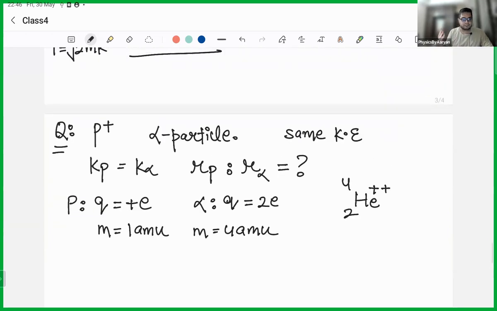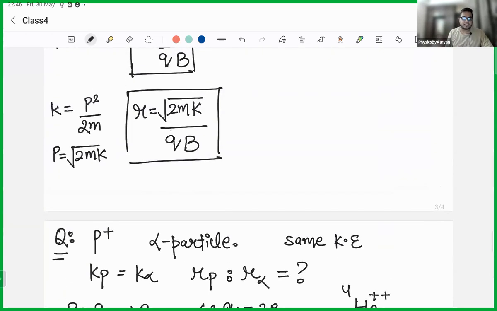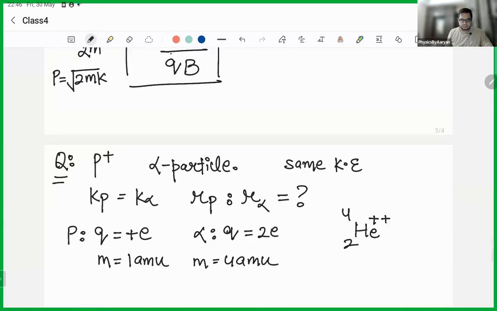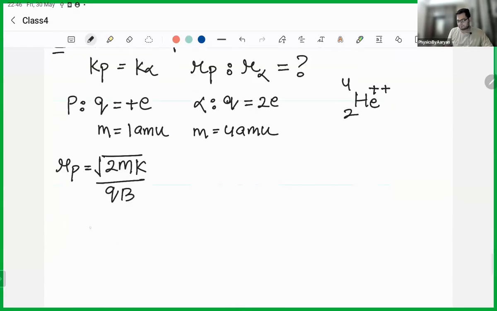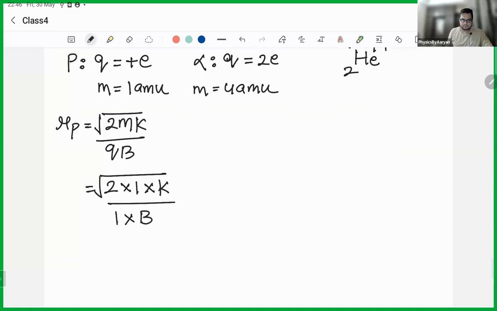Okay, now let's compare. Kinetic energies are given, so use the formula for kinetic energy. That is why I gave you the 3 formulas. So first, Rp is root 2mK by qB. Mass is 1, kinetic energy is K, q is 1, and magnetic field is B. So basically you get under root 2K by B.